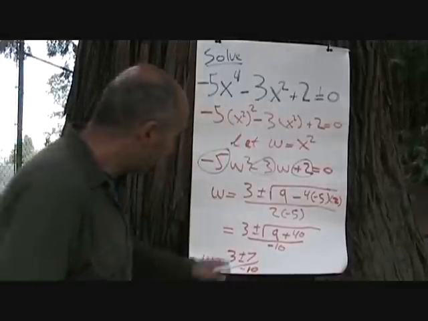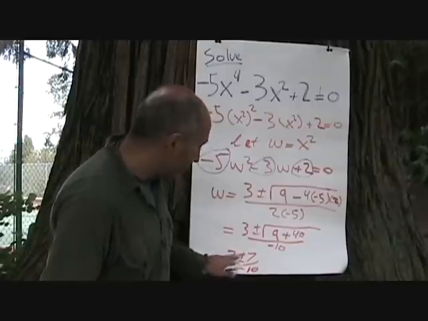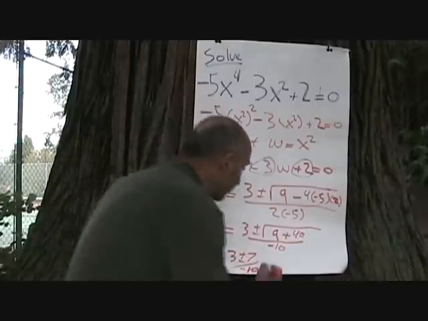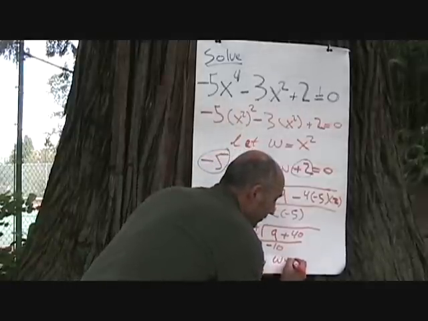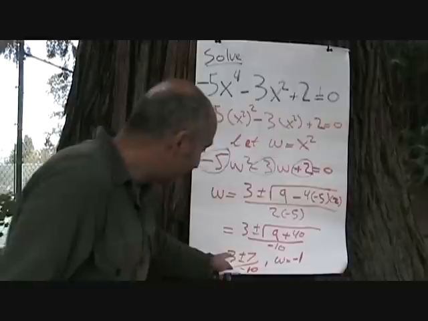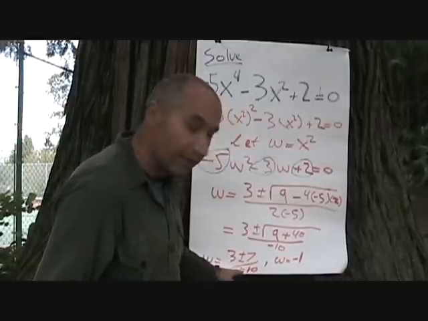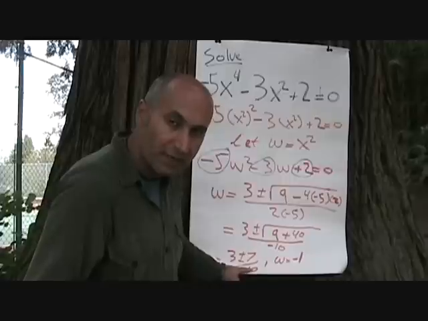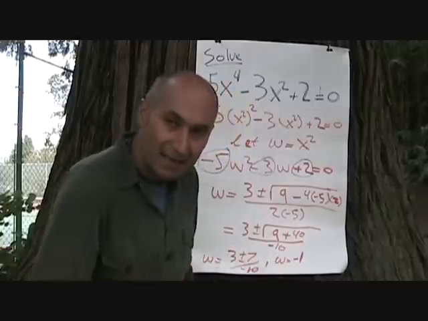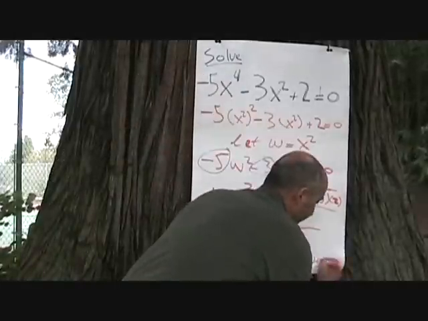Right? So 3 plus 7 is 10, divided by negative 10 is negative 1. So W is going to be equal to negative 1, right? And 3 minus 7 is negative 4, divided by negative 10 is going to be 4 over 10, which is 2 over 5. So W is equal to negative 1, and W is equal to 2 over 5, right? It's just breaking this down.